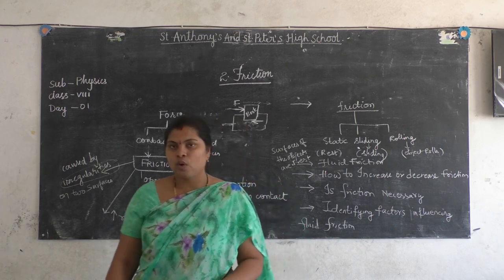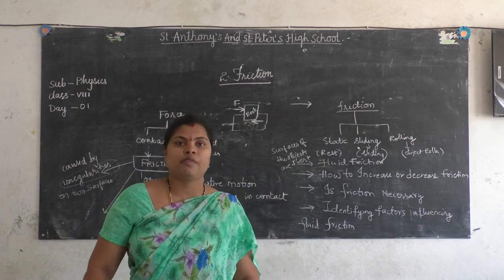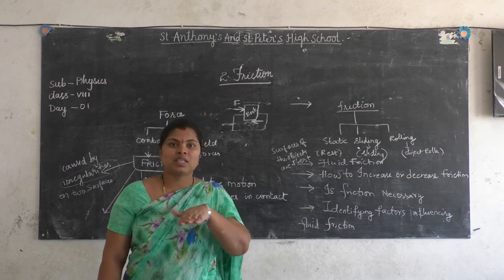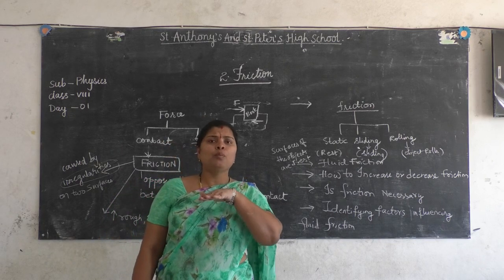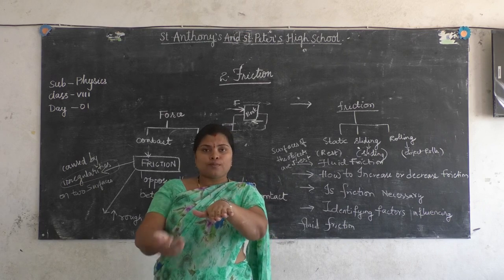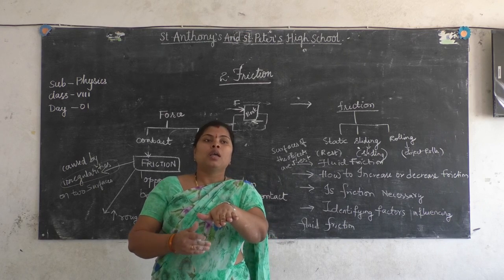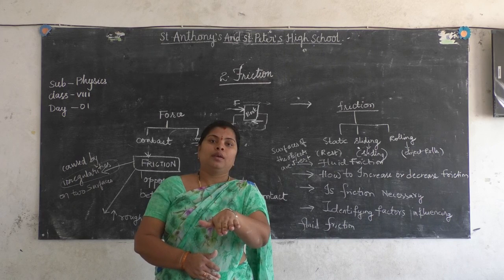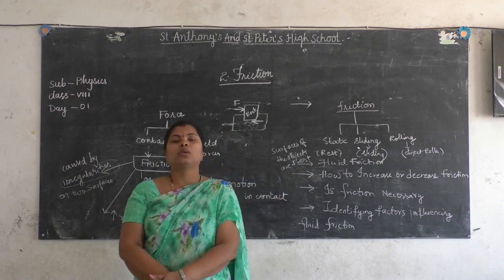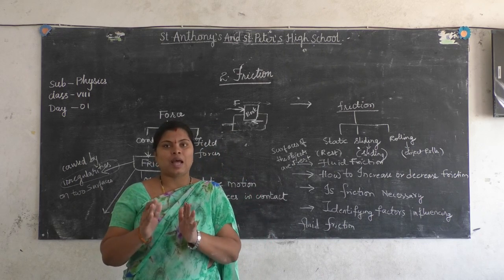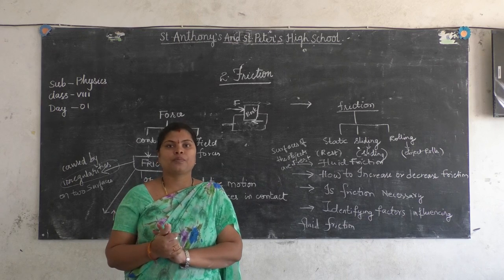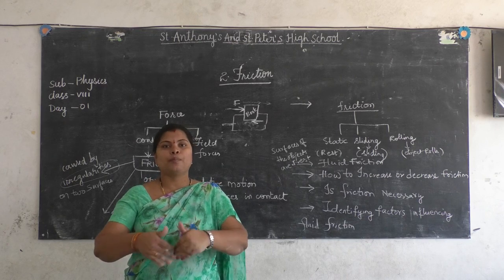When I am moving on the other surface in a certain direction, my motion is obstructed by the surface of the ground. If it doesn't happen, suppose we slip off, we cannot walk.